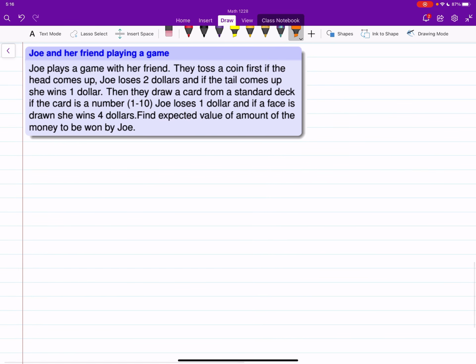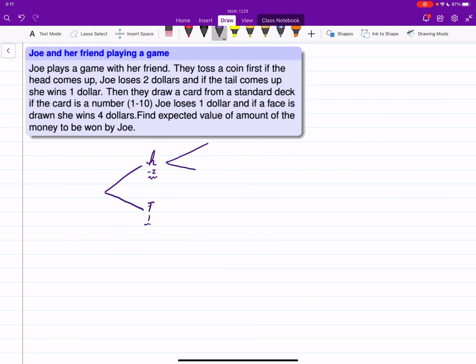Okay, so this is another new thing. Joe plays a game with her friend. They toss a coin first. If the coin comes up head, so we draw the tree, Joe loses negative $2, so that's right there. And if it comes up a tail, she wins $1. So loses means negative, wins means +1.